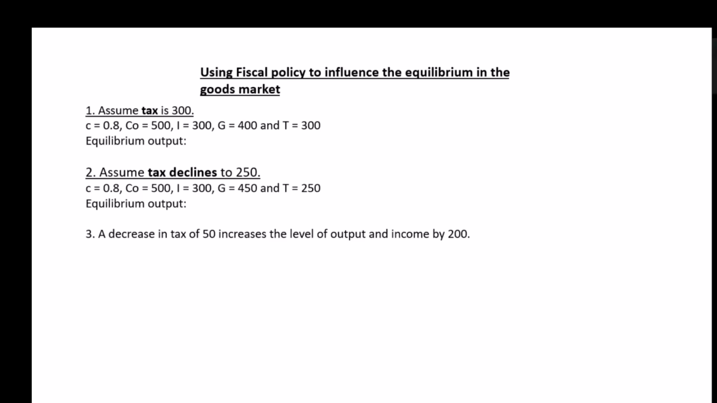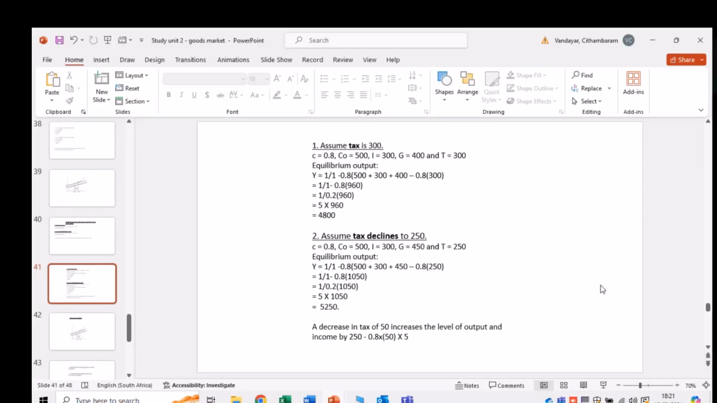You're going to give me an answer for one, and an answer for two. The first answer will be the same as the previous one, the 4,800. Yep. The second one is 5,250. Correct. Very good. You all got this? What is 0.8 times 50? 40. So 40 times 5 is 200, isn't it? So a decrease in tax of 50 will increase the level of income and output by 200. Again, remember here, your multiplier works in reverse. Although the decrease in taxes was just 50, the impact on the level of income and output was 200. And that is so because of the multiplier.